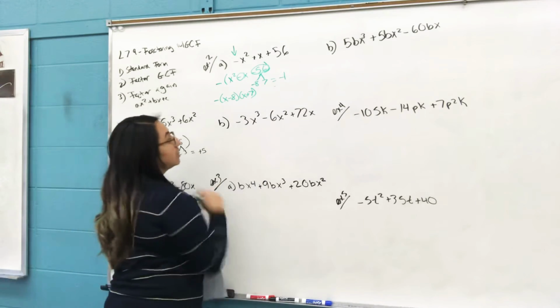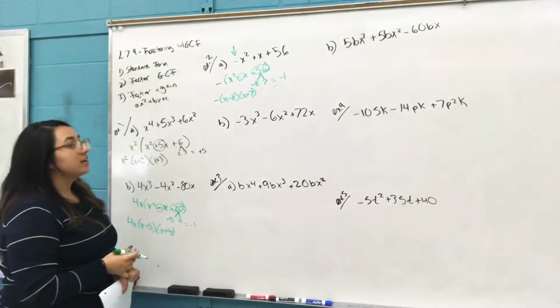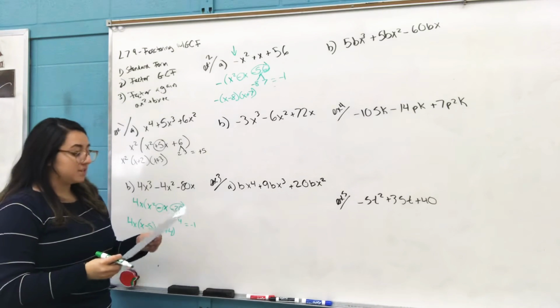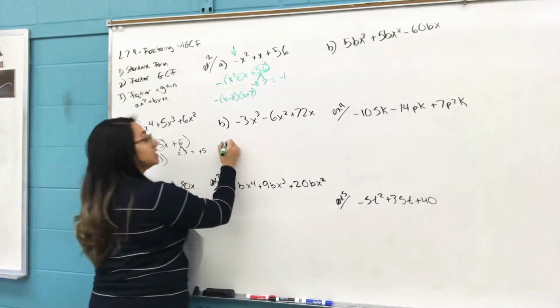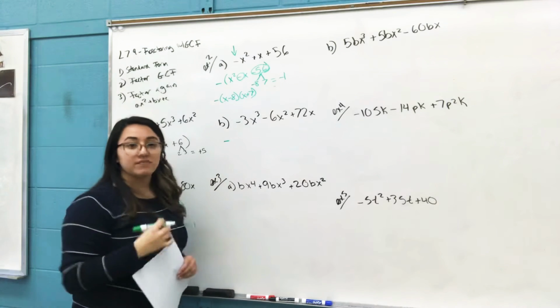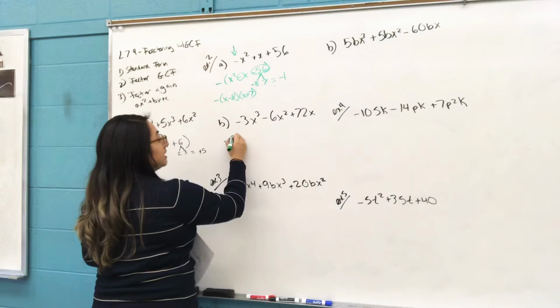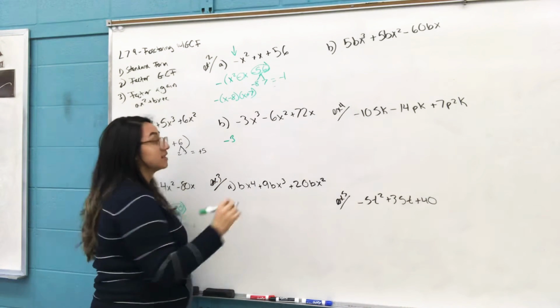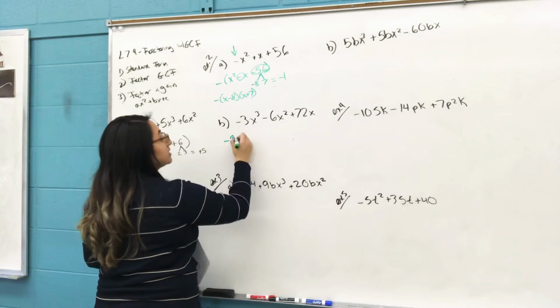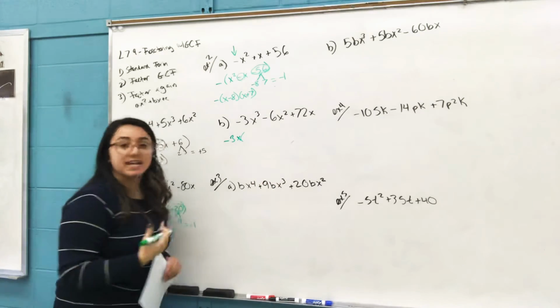B, -3x cubed minus 6x squared plus 72. It looks like we can factor a couple things out. First thing we can factor out is a negative. It can't be a negative there. We have to factor out the negative. Now let's look at the number. 3, 6, 72. They have a 3 in common. Now let's look at the variable. Cubed, squared, x. They have at least one x in common.